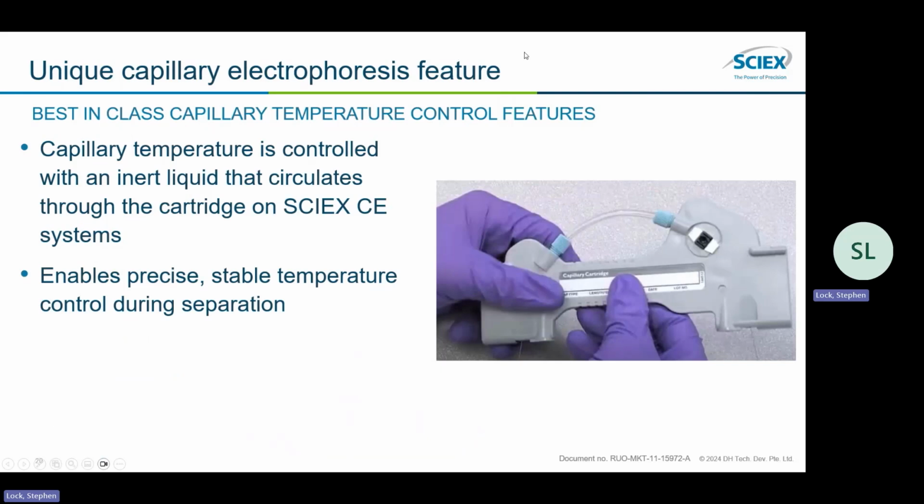And again, one of the things we do in all our systems, not just the P800+, which is a classical CE system, but also the BioPhase, is that we can adjust the temperature, because we have an inert liquid that circulates around all the capillaries, which enables precise, stable temperature control during separation. On this slide, you're just seeing a pre-built cartridge, which is being used on the P800+ system.